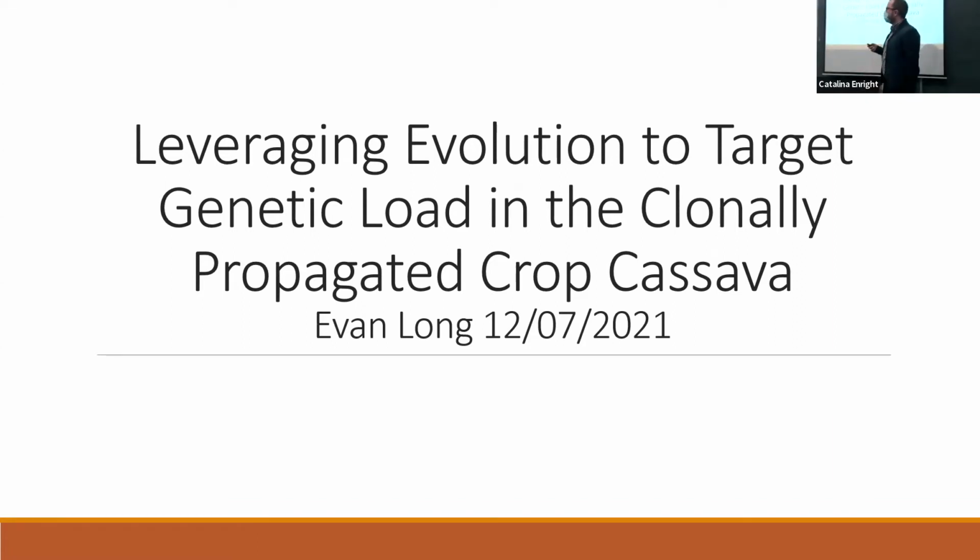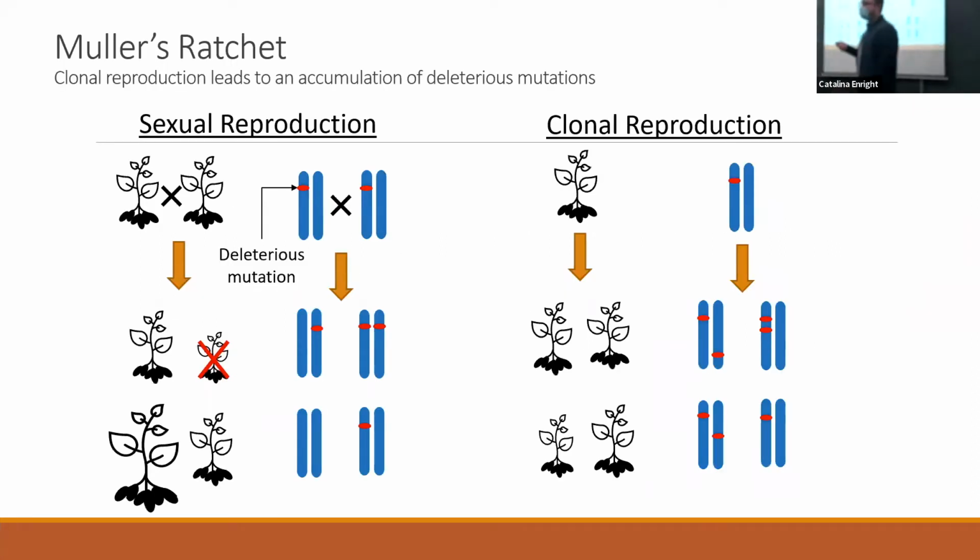As many of you may know, cassava is a clonally propagated crop, propagated through stem cuttings. And if you've read or watched a science fiction novel or film, cloning has some costs. One of those is embedded in the evolutionary principle of Muller's Ratchet. Muller's Ratchet states that if you don't have sexual recombination, you're going to have an accumulation of deleterious mutations.